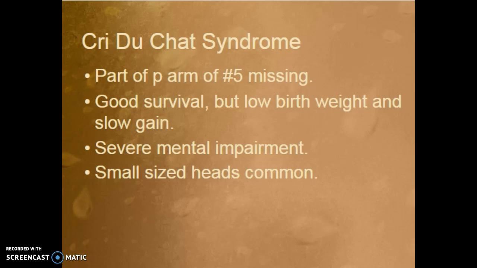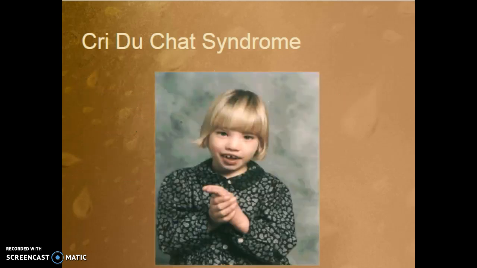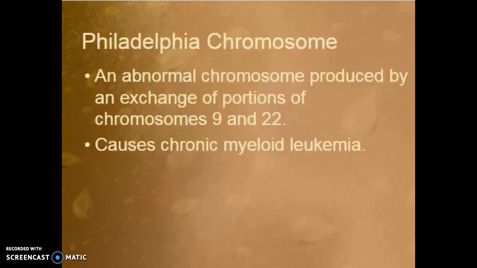Cri du chat is an example of one where we tend to see a lot of survivors. Part of the P arm of chromosome number 5 is missing, so there's been a deletion. Again, they survive, but there's low birth weight, and they tend to be small. It's called Cri du chat because they sound like a cat when they cry. That's French for cry of the cat. And they tend to be severely mentally impaired, and they have small heads. So there's a picture of a young lady with Cri du chat syndrome.